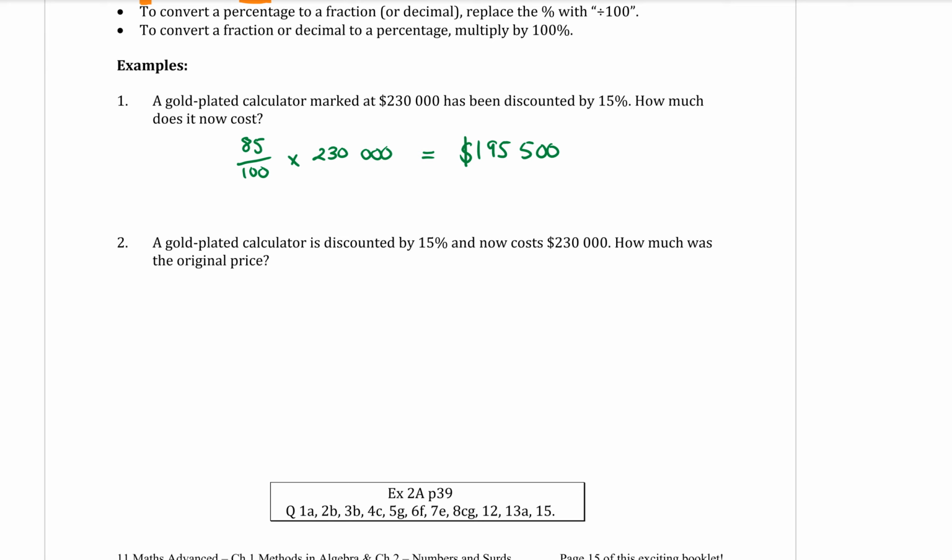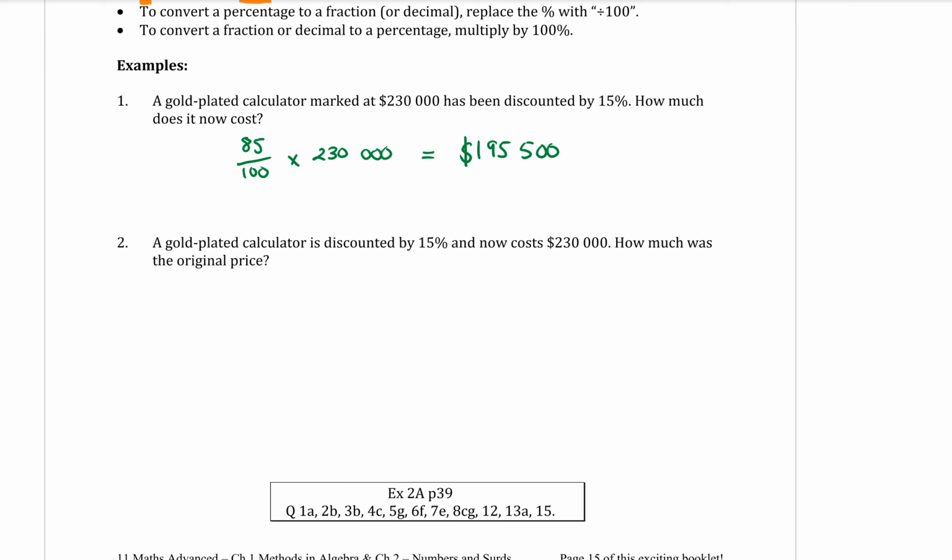Alright, question 2. Our gold-plated calculator is discounted by 15%, and it now costs $230,000. It almost sounds like the same question, but it's not. In the first question, the $230,000 was my starting price, and I wanted to discount that by 15%. But the way this is worded is saying that $230,000 is the discounted price, and I want to go back and find out what the original price was.